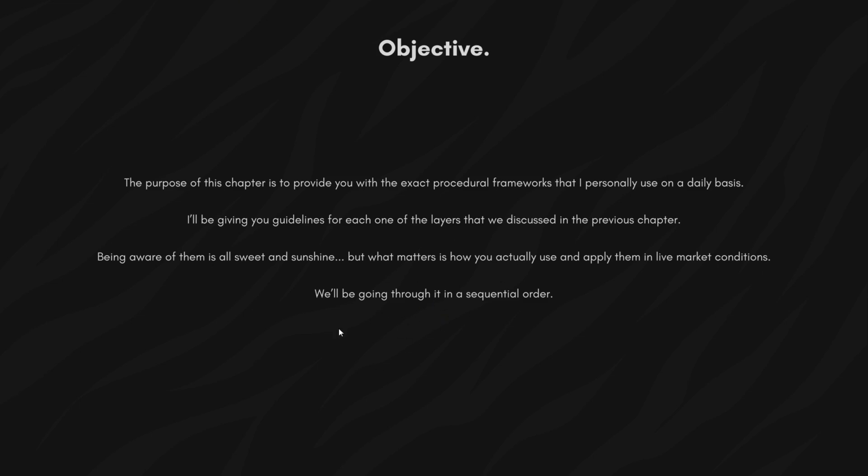And that is why in this chapter, every layer that we went through in the previous chapter, whether it's directional bias, market context, or the execution layer, all of them will be now broken down into actual real and usable guidelines. Okay, and I'm going to make sure that I operationalize those layers into something that you can actually use every morning to perform your analysis before you trade, and something that you can reflect on after every single trading session so that you could properly journal it.